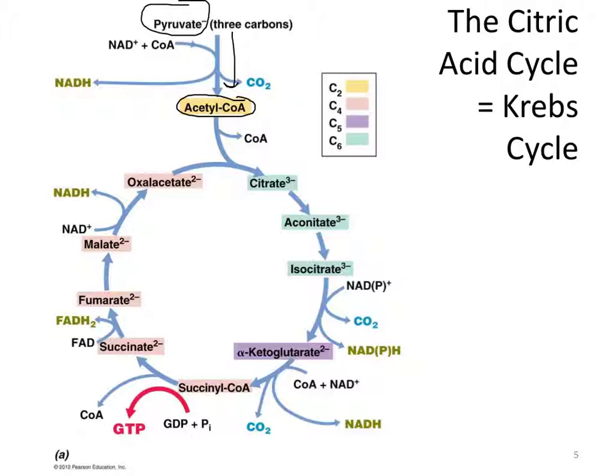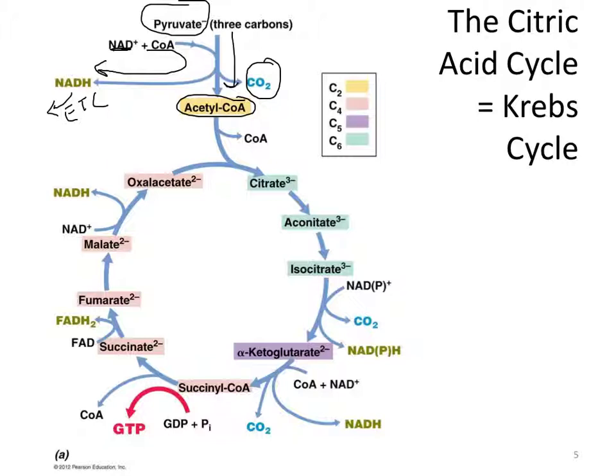During those preparatory reactions, one oxidized NAD plus is reduced to NADH, and that's going to go off to the electron transport chain, and 1 CO2 is produced. So remember that pyruvate is a 3-carbon molecule, so we've now accounted for one of those 3 carbons, but we have 2 left. They are ultimately going to form CO2 during the cycling of the Krebs cycle.